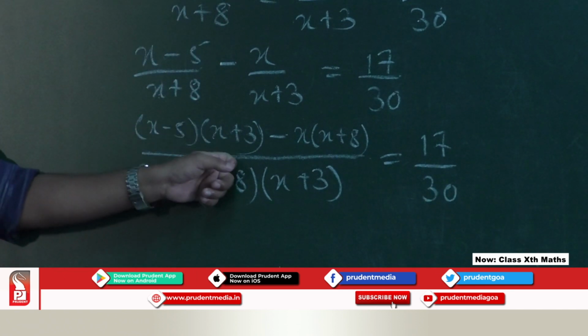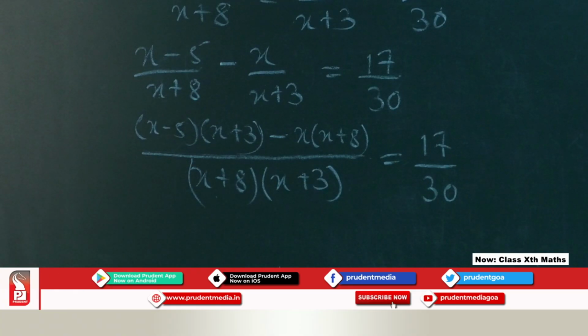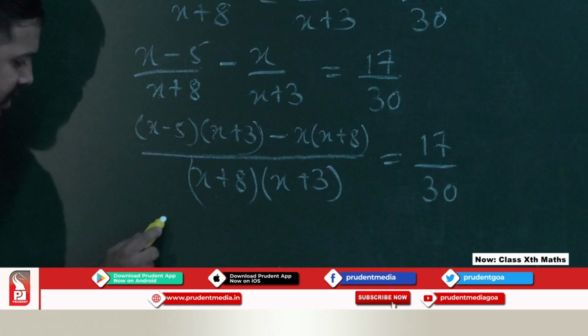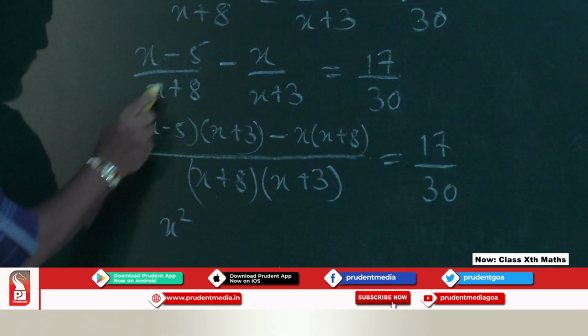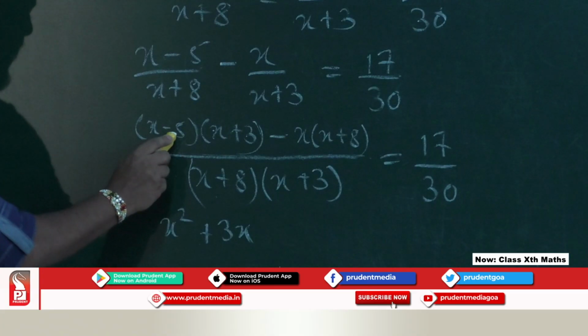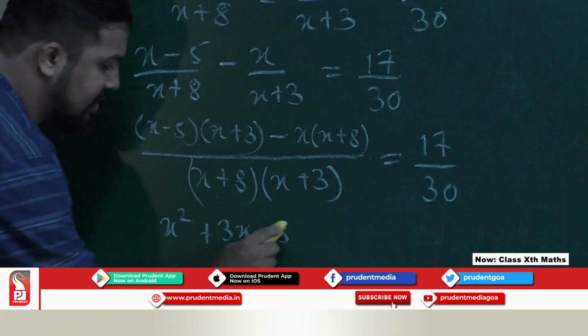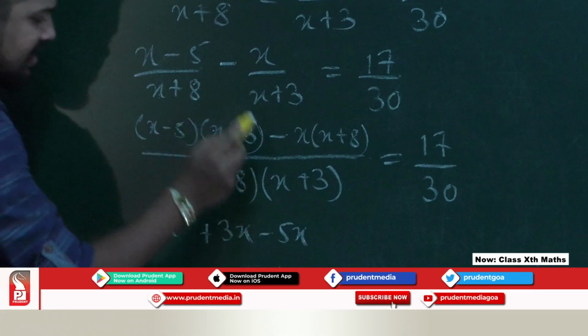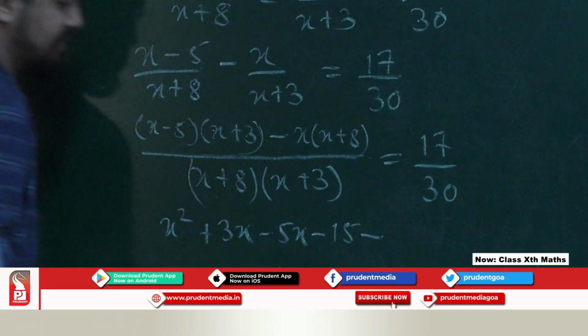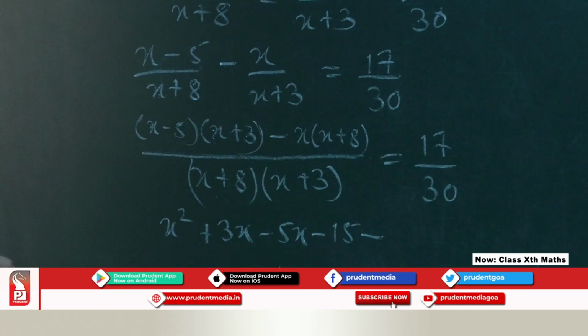Next, open this bracket. Here you can use the identity also. If you do not know identity, normally multiply the brackets. I am doing direct now. x into x, x square. x into 3, that is 3x. Minus 5 into x, minus 5x. 5 3s are minus 15. Minus.